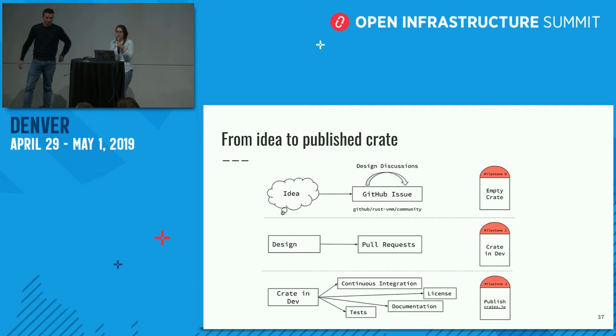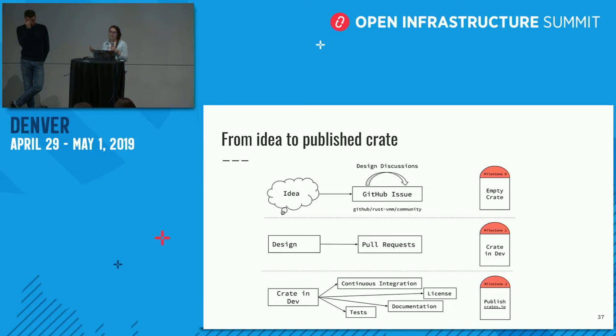Now, everybody can contribute to rust-vmm, and we can look a bit in detail at the whole development process. People usually have ideas, and once they have an idea, they open an issue in our GitHub community repository. This issue has to include things like the proposed name for the crate, how it is going to be used, why it is useful for the rust-vmm community, and so on. People provide feedback, and once we agree on a design, we create an empty crate. That is milestone 0.